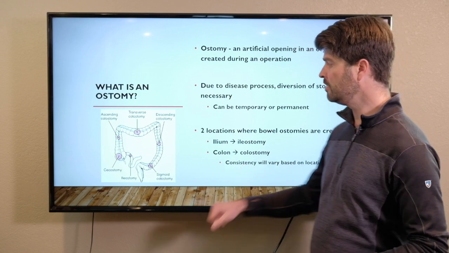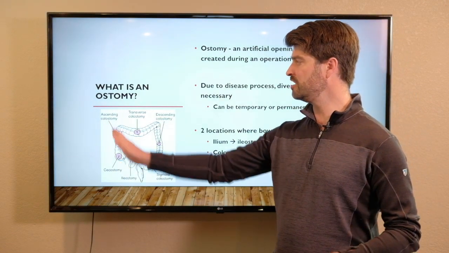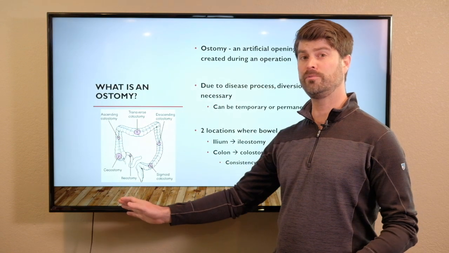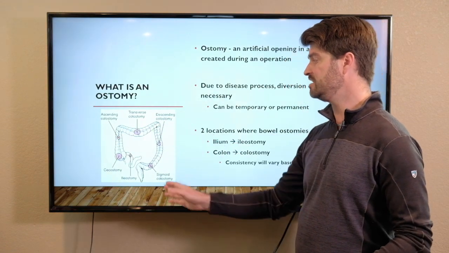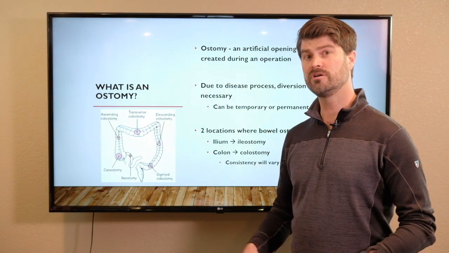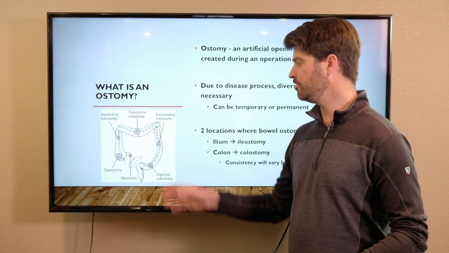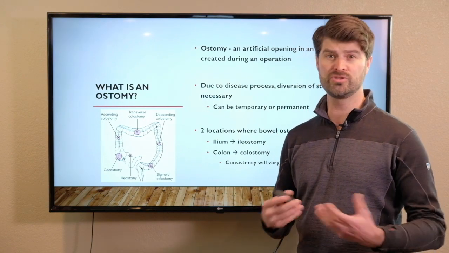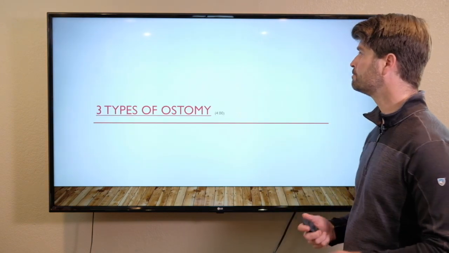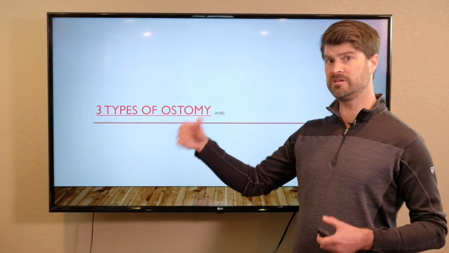For the colon, if patients have an ascending colostomy, it would be more liquid than a transverse or descending colostomy. So depending on where in the colon they're placing the ostomy is really going to change what type of stool is produced by it. Three types of ostomies.